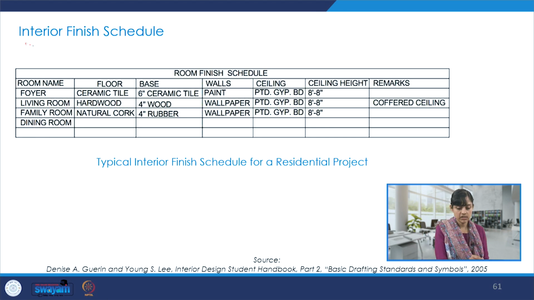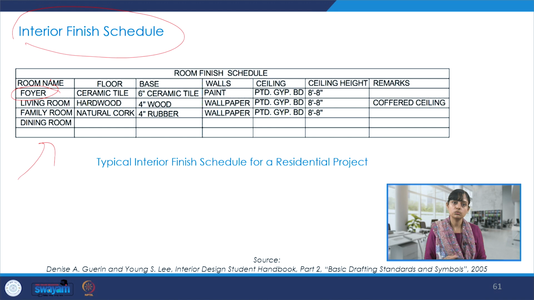We also have an interior finish schedule, which is a very good piece of information for site execution. So what room is it? Foyer or living room or dining room, etc. What is the floor made of? So for foyer it is ceramic, or for the family room it is natural cork or it is hardwood. Then what is the base like? What are the finishes on the walls?